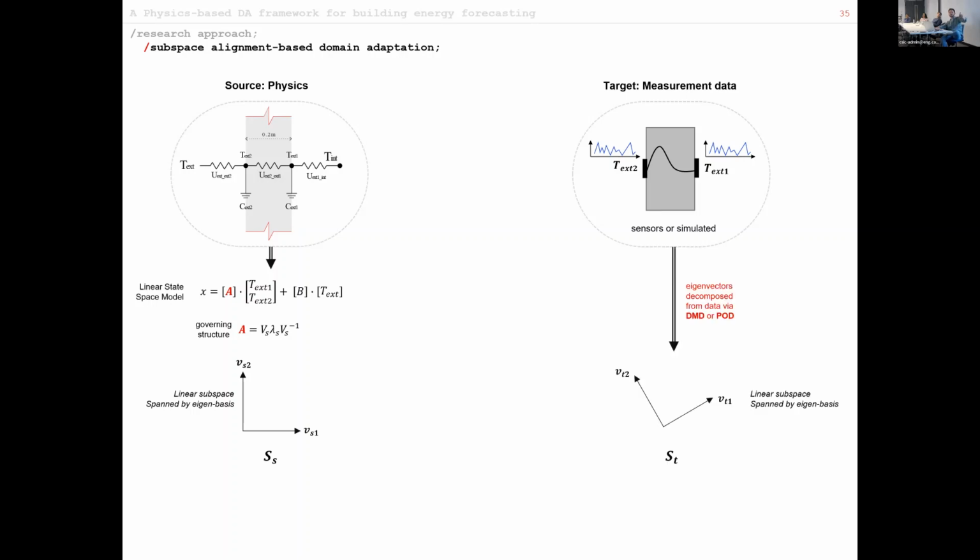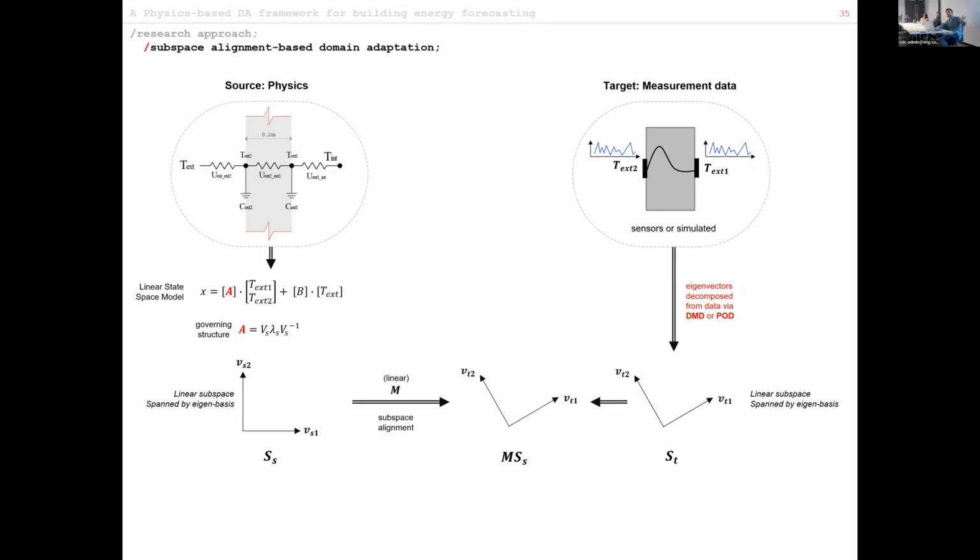So that's your subspace. The same in the case of the target, we can infer the subspace by decomposing the data into eigenvectors. Here I'm using proper orthogonal decomposition, but I've also explored methods such as dynamic mode decomposition, which I won't talk about too much today. So they both give you orthogonal vectors, except that DMD gives you non-orthogonal vectors, and I've done some experimentation with it, but I think it's best not to talk about it today.